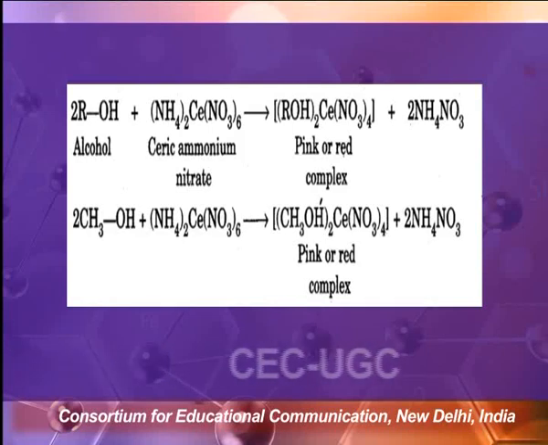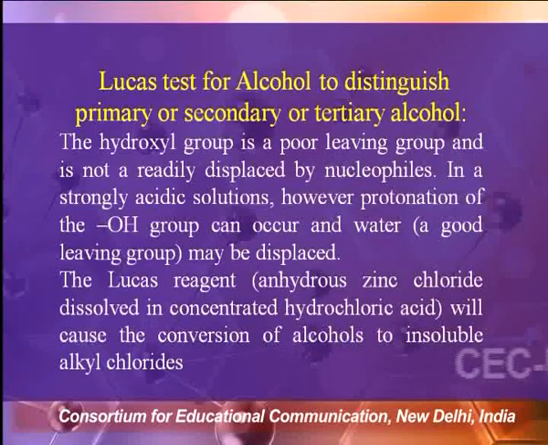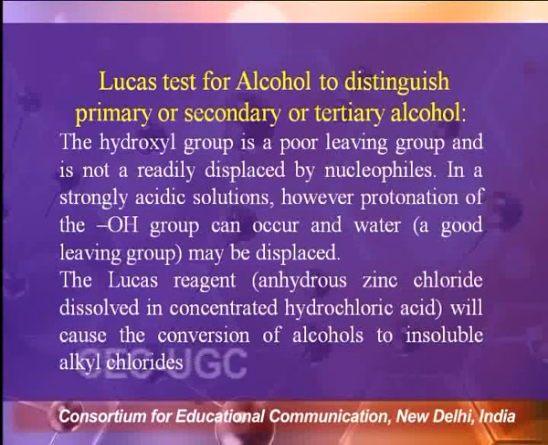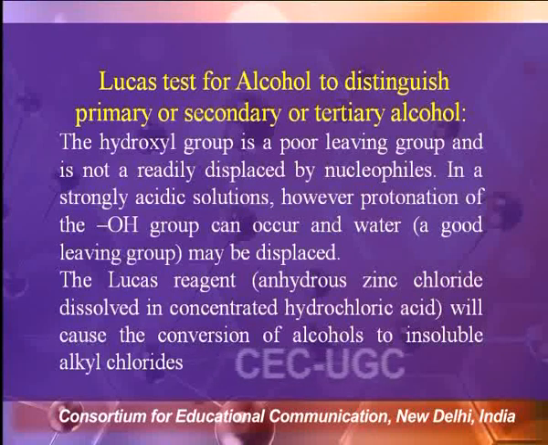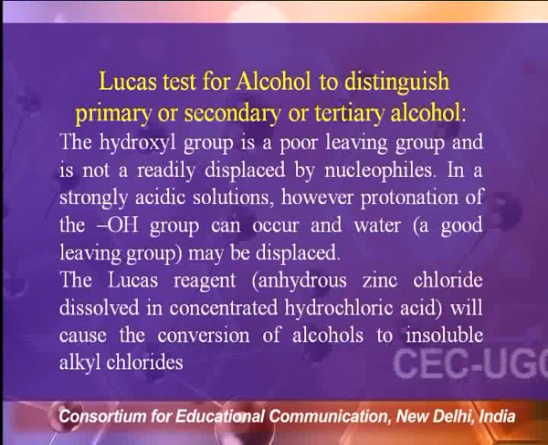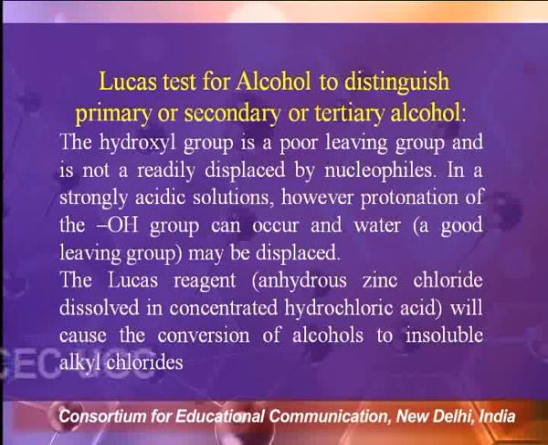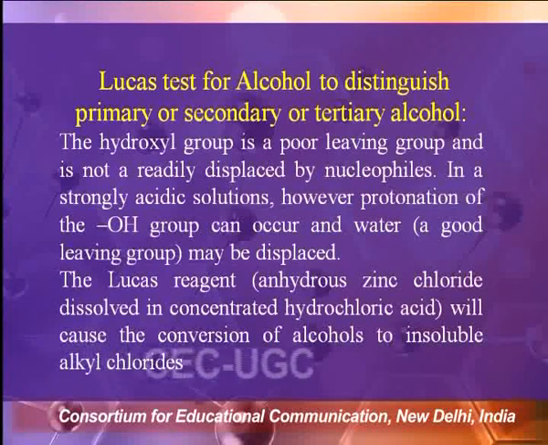So this is how you can check the possibility of an alcoholic functional group in the given organic compound. Now if you have already confirmed that alcohol is there, how can you distinguish whether the alcoholic functional group is primary, secondary or tertiary in nature? You can distinguish with the Lucas test, okay?